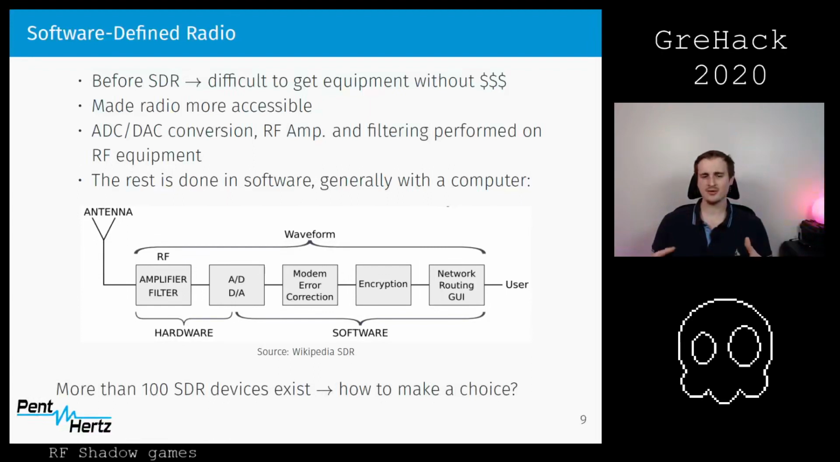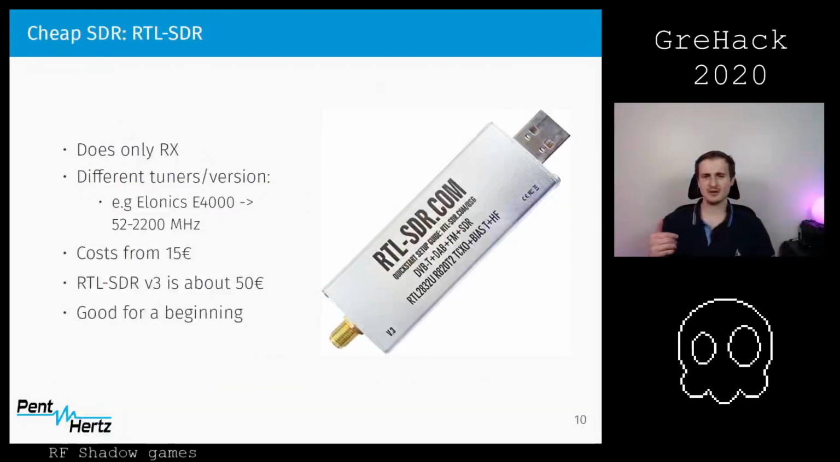And there are more than 100 SDR devices. If you look at the Wikipedia page for SDR devices, you will see plenty of devices. But there are also cheap SDR devices. So if you don't know anything about SDR, you can always buy one for 15 euro, like this one. And this one is pretty cool, for example, to begin with such a cheap SDR device.